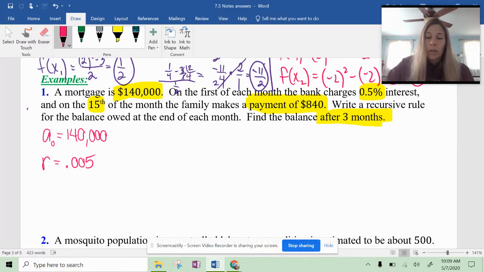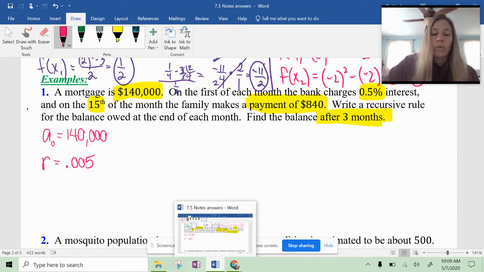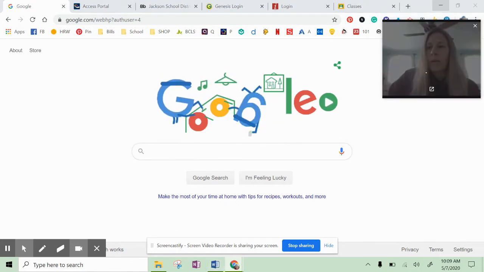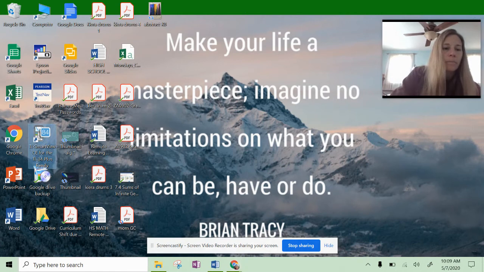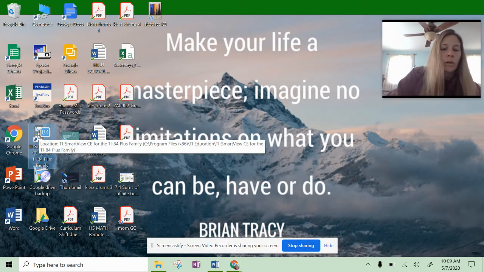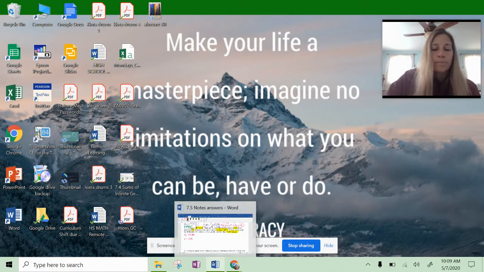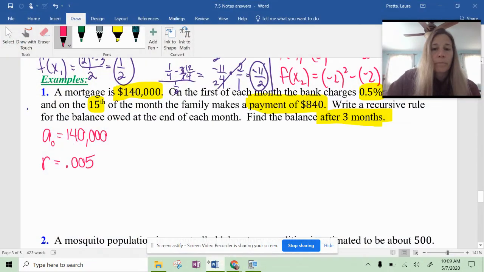Now I'm going to attempt to pull up my calculator without closing this out. So hopefully I am successful in doing that. Let's see if I can do that real quick. Minimize here. Hopefully that will load because I'm going to need that calculator for this. Okay, so it looks like it's going to pull up.